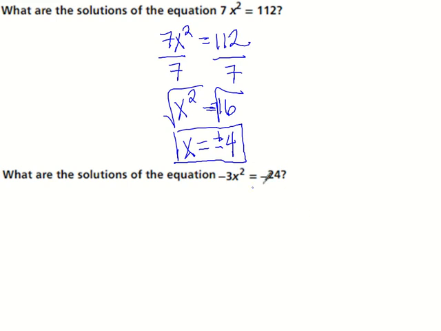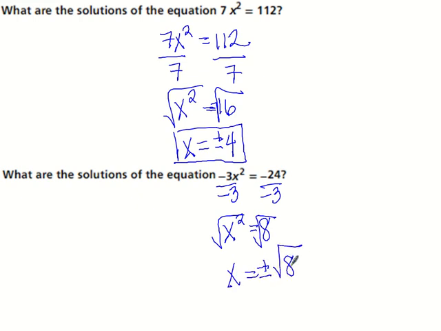All right, let's pause, you guys try this one and see how it goes. So what you would do first is divide by -3. You definitely want to take that negative with you. You get x squared equals 8. And we would then square root, and we would just say that x equals plus or minus the square root of 8.